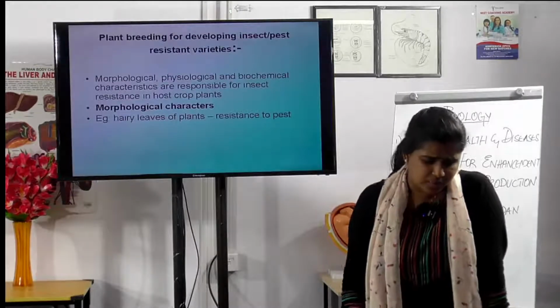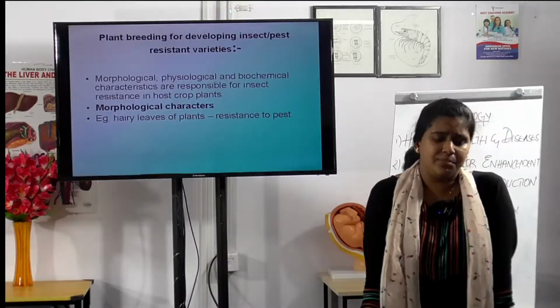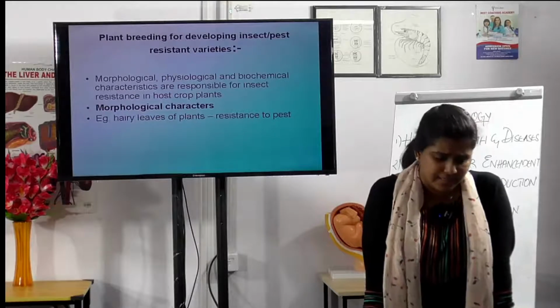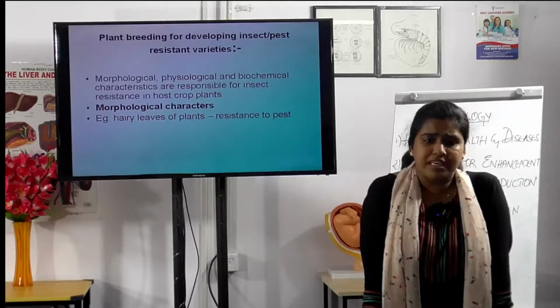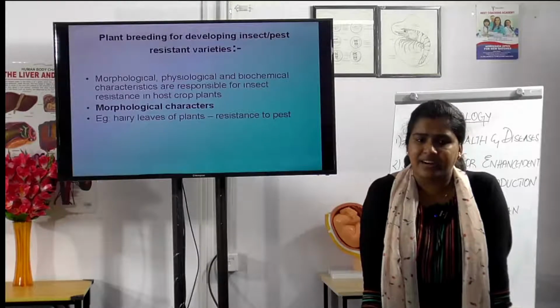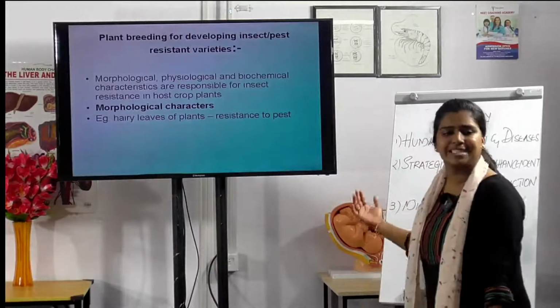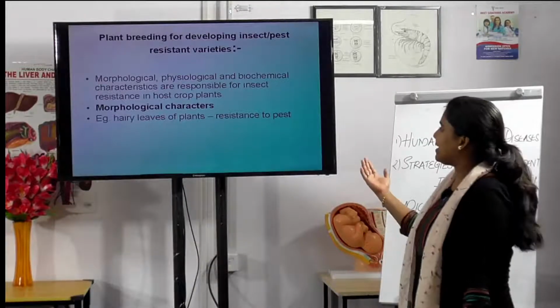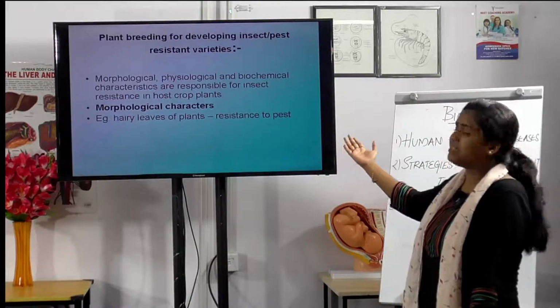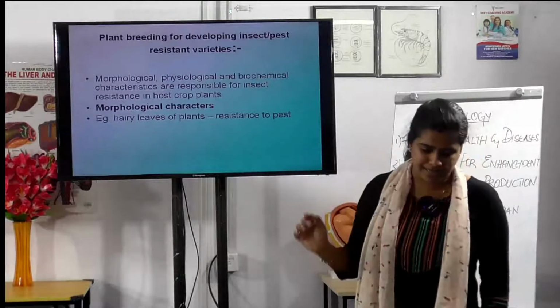Now let us see plant breeding for developing insect pest resistant varieties. For example, morphological, physiological and biochemical characteristics are responsible for insect resistance in host crop plants, like hairy leaves of the plant, which result in resistance to the pest.